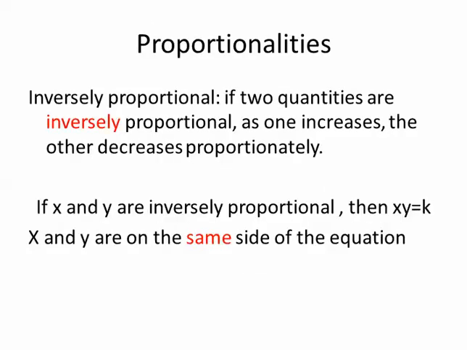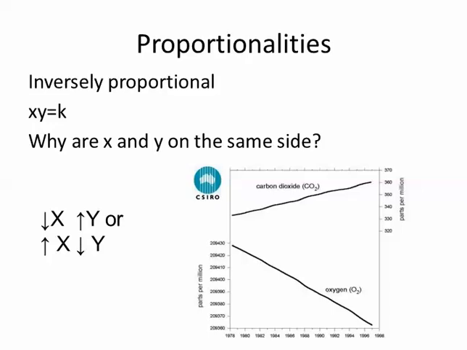If they're inversely proportional, then that means as one increases, the other decreases. So if x and y are inversely proportional, then xy equals k. Remember, k again is our constant. So if they're inversely proportional, they're on the same side of the equation. So why are they on the same side? Well, if x goes up, in order for that to still be equal to k, y has to go down. Or if y goes up, x has to go down to equal this constant. That's what direct and inversely proportional mean.